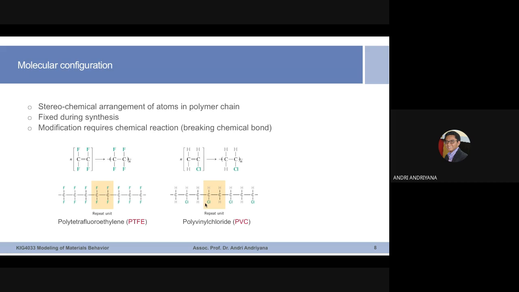The second example, similarly, is the structure of PVC, polyvinyl chloride, okay, where you have something almost similar to polyethylene, except in one side group here, you have chlorine atoms. Okay? So again, if you want to modify the configuration, the chemical arrangement, you need chemical reactions, which means that you need to break chemical or atomic bonding. So this is the meaning of configurations in the context of the molecular structure of polymer.